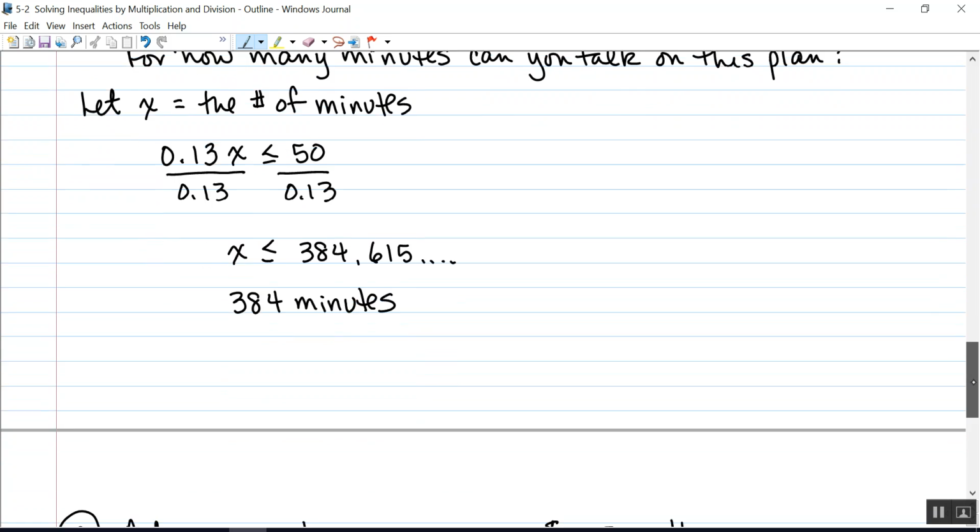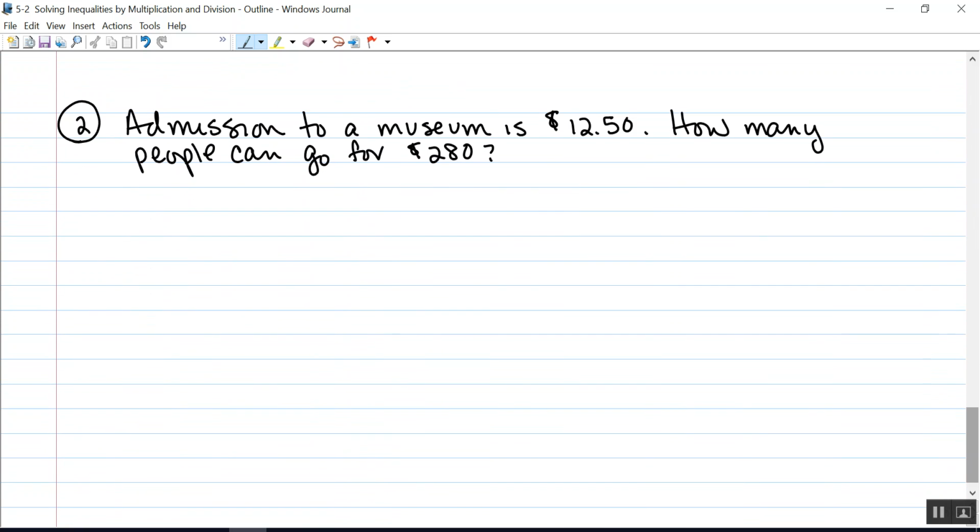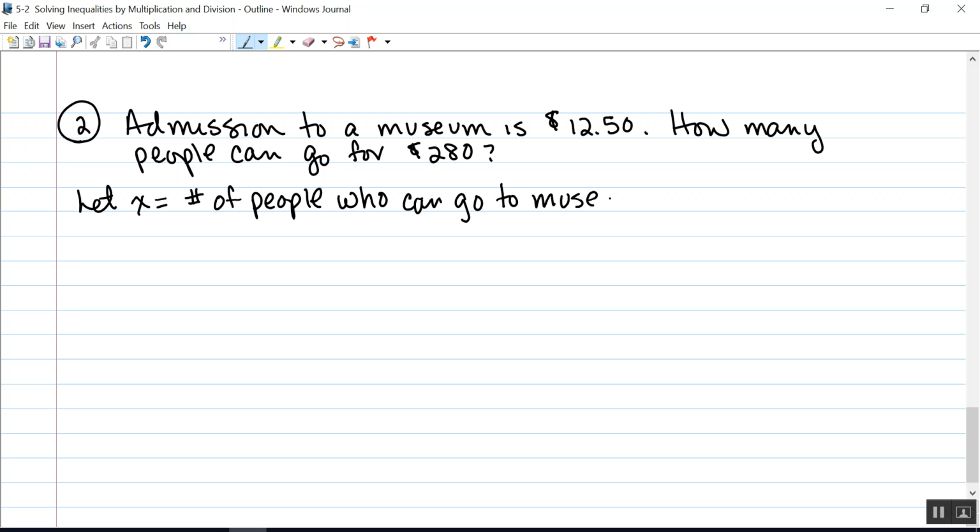Okay, and our last example. Admission to a museum is $12.50. How many people can go for $280? So define your variable. Let x equal the number of people who can go to the museum. Okay. And so each ticket is $12.50 times the number of people, and we only have $280, so that total cost has to be less than or equal to $280. There's my inequality to solve this.